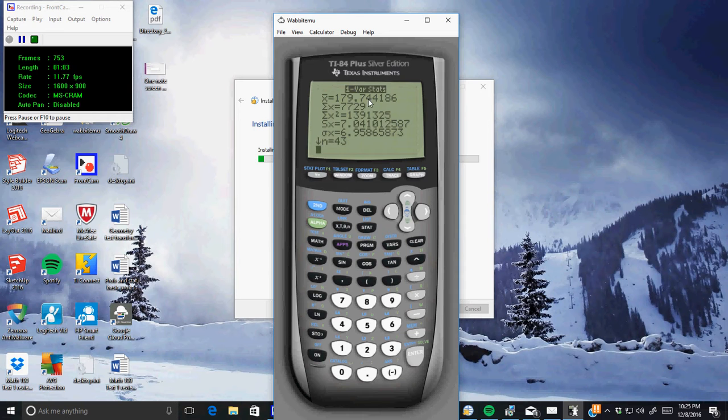And now it says X bar is 179.74. That's their average height. That's sigma X. That means the sum of all their heights. That's the sum of their heights squared. This big S is the sample population. And so the sample standard deviation is 7.04. Sigma X is the standard deviation, which is 6.95.